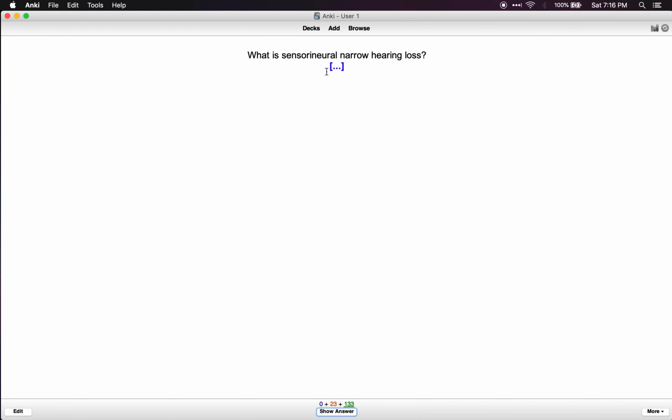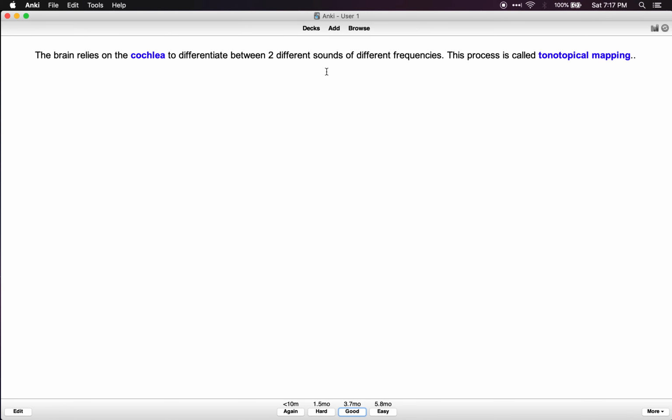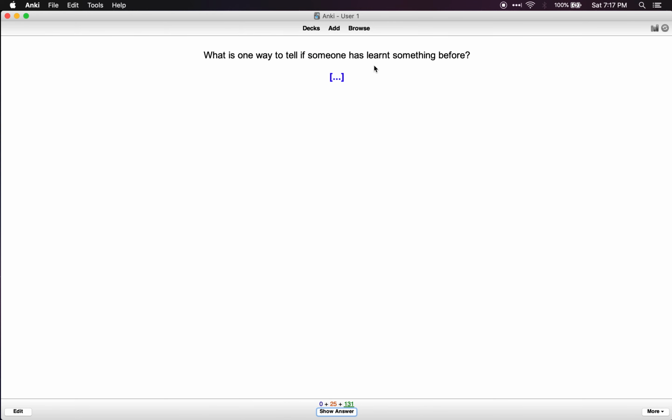Sensorineural hearing loss. Individuals that have a problem with conduction of sound waves from the cochlea to the brain. The brain relies on the cochlea to differentiate between two sounds of different frequencies for tonal mapping.